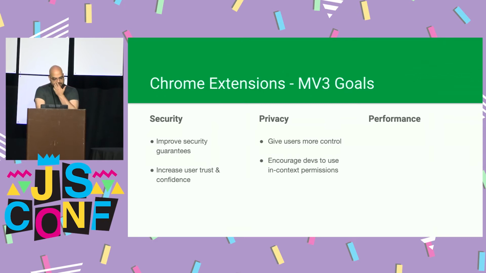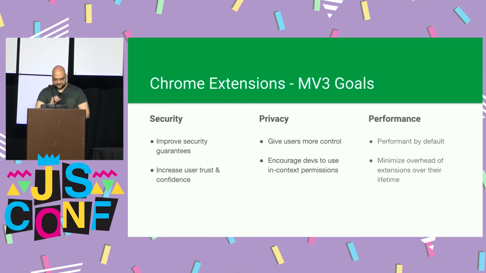So for privacy, we want the user to have more control over what sites an extension is executing on. And part of that is going to be a shift in, or trying to encourage developers to shift how they expect their extensions to run. Rather than passively running all the time, we want extensions to move to a model where they're running in response to user action. So the user is ultimately the one that's in control.